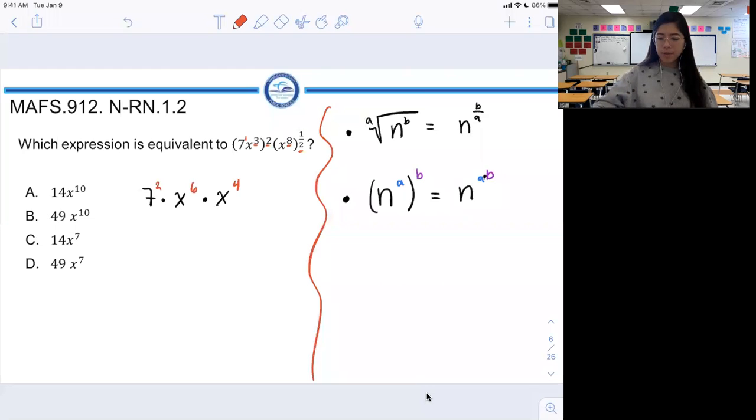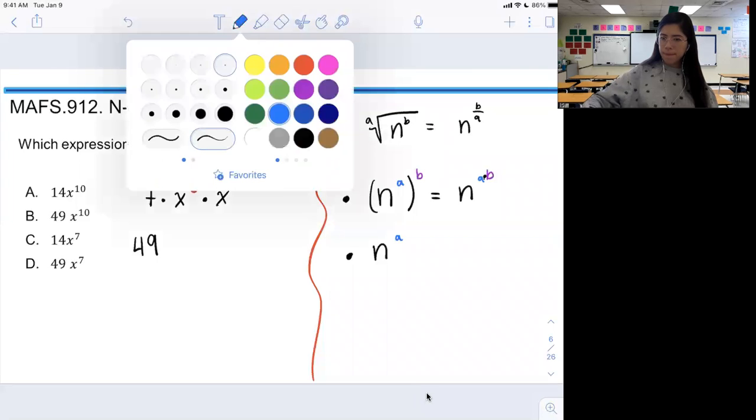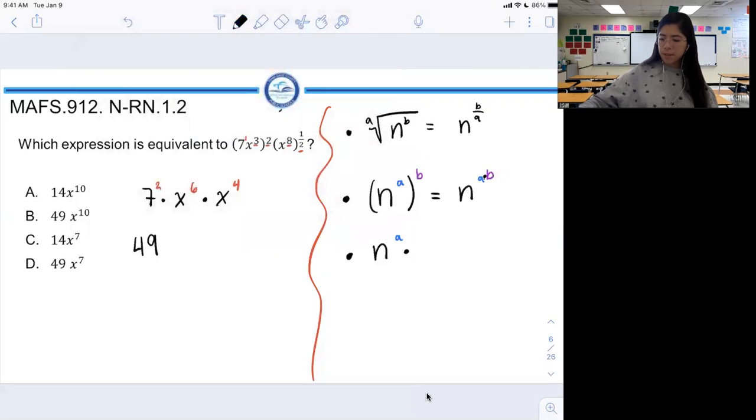So now I've got to simplify a little bit more. 7 to the power of 2 is 49. And then this brings me to the last thing to go over. If I have a number, to the power of a, times the same number, it has to be the same number, to the power of b.